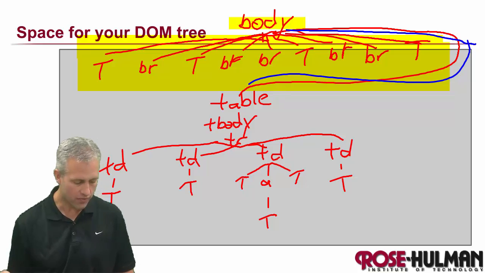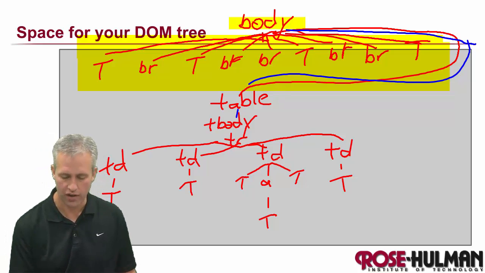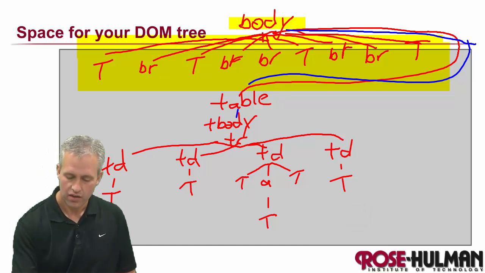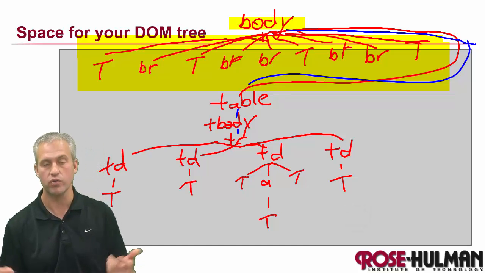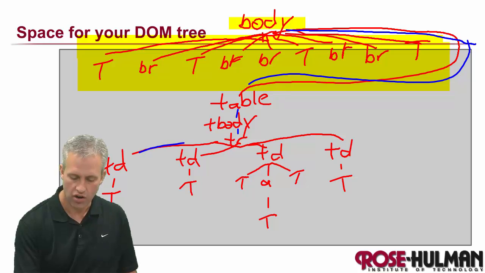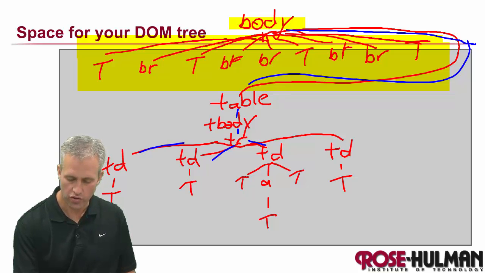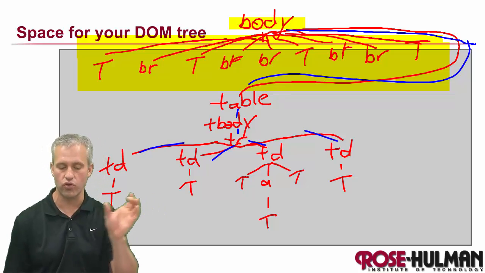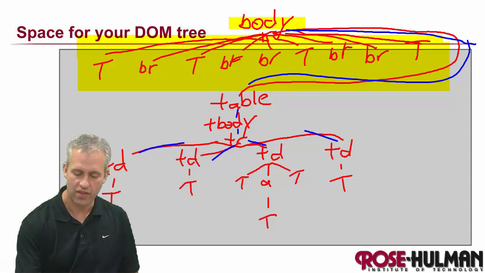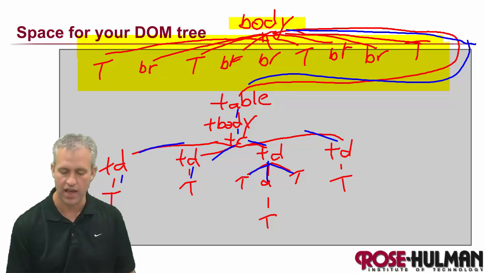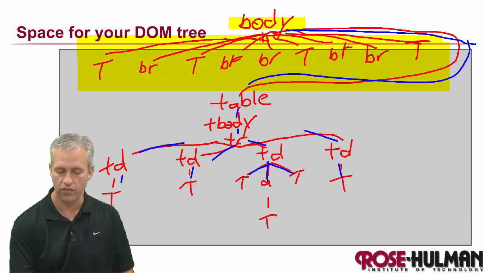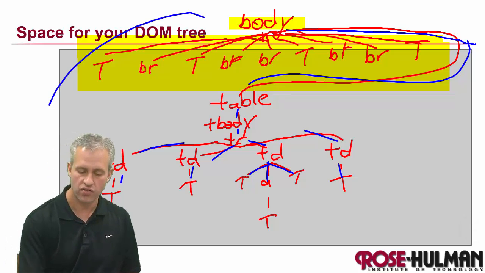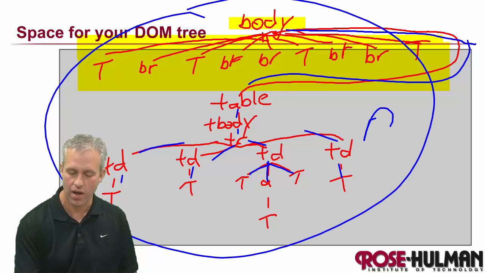One of these children is a table, and that table has exactly 1 child, which is a TBODY. TBODY has exactly 1 child, which is a TR. TR has 4 children, which are the 4 TDs, the 4 cells. And then they have text most of the time. The third one looked like it had an anchor in there, and then the 4th one had just text. So this is just a simple DOM.